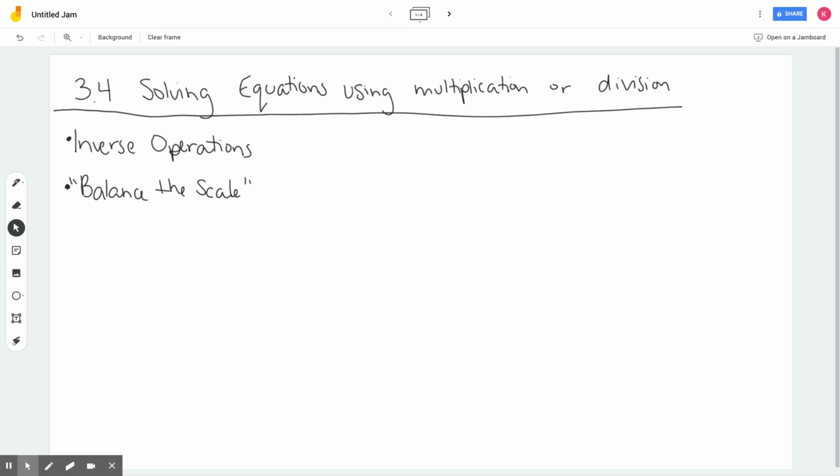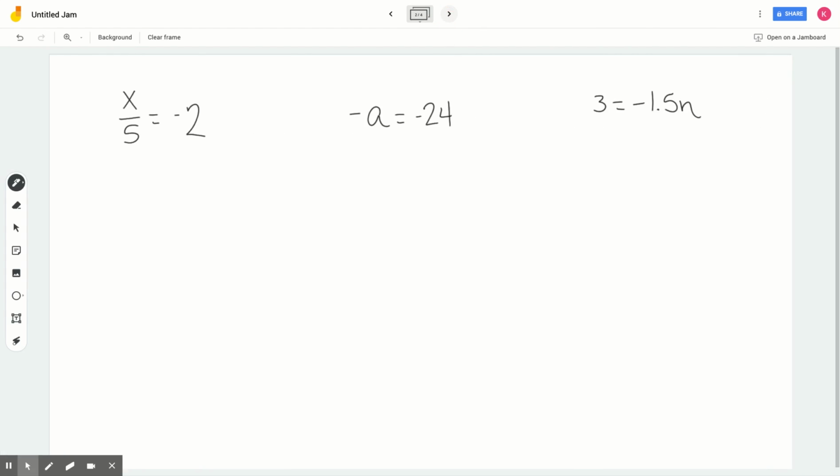Today we're going to be talking about lesson 3.4 on solving equations using multiplication or division. So some key things that we're going to need to remember is that we need to use inverse operations, which are opposites. And we need to make sure that we're balancing the scale. So remember, whatever happens on one side has to happen on the other side of the equal sign as well. So let's take a look at a few problems.